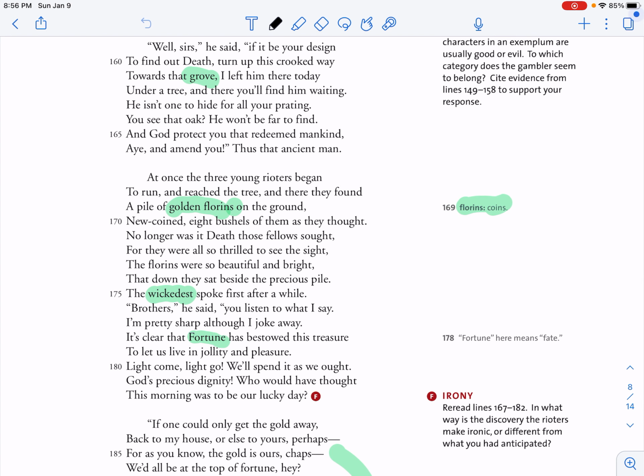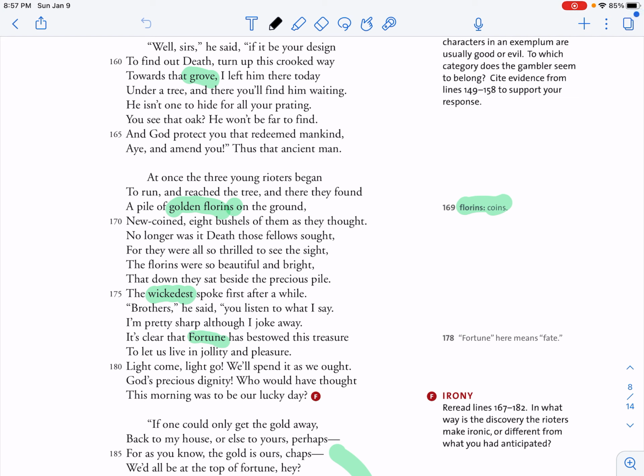Sirs, he said, if it be your design to find out Death, turn up this crooked way, meaning a path, towards that grove, meaning a bunch of trees. I left him there today, under a tree, and there you'll find him waiting. And he isn't one to hide for all your prating. You see that oak? He won't be far to find. And God protect you that redeemed mankind, and amend you. Thus that ancient man.